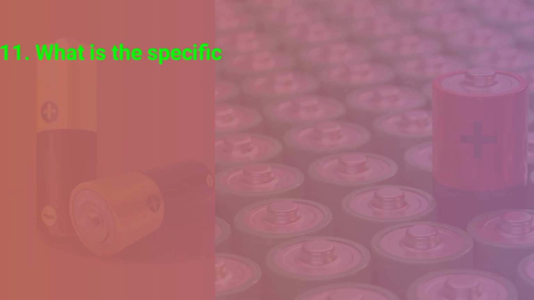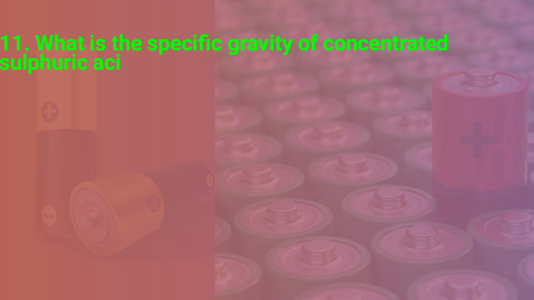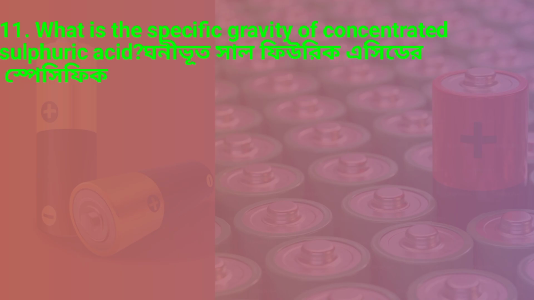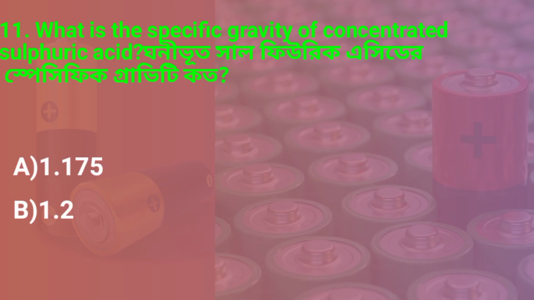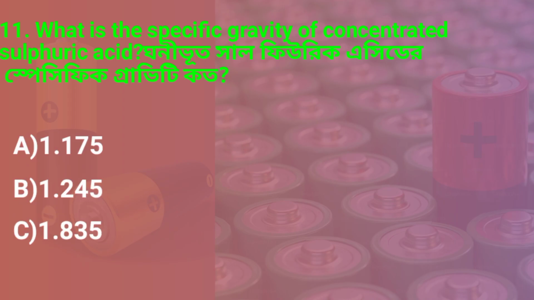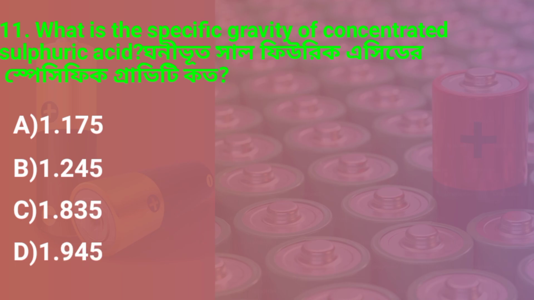Question number 11. What is the specific gravity of concentrated sulfuric acid? Option A 1.175, option B 1.245, option C 1.835, option D 1.945. উত্তর হবে option C 1.835.